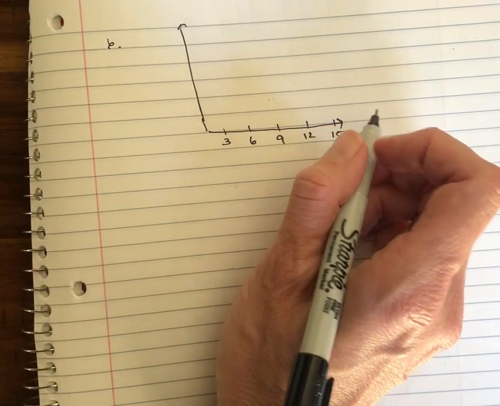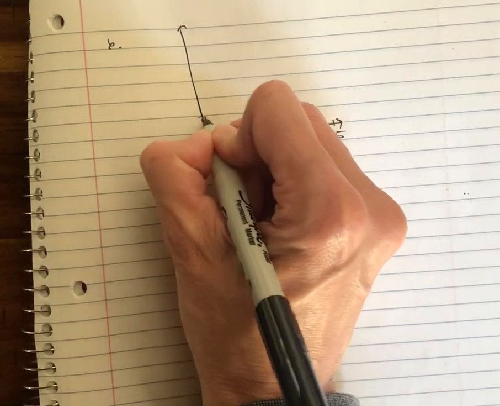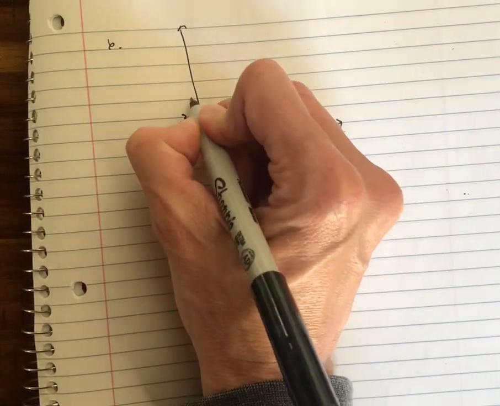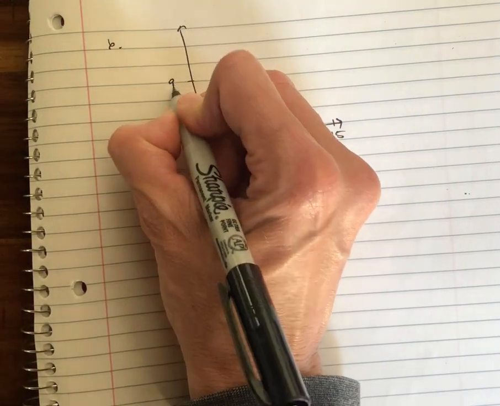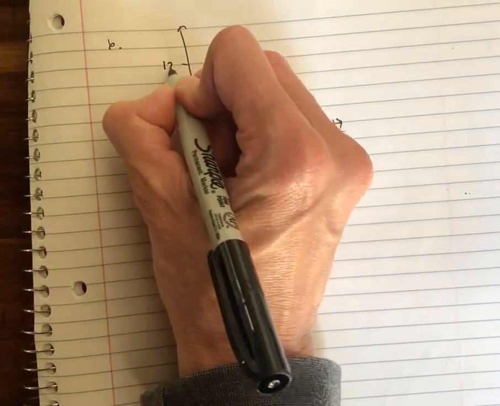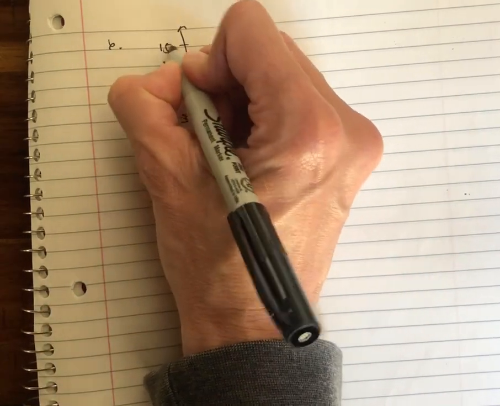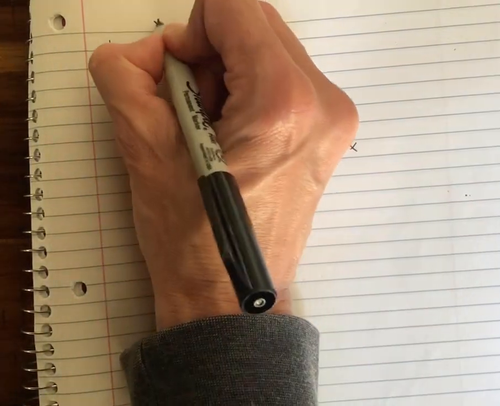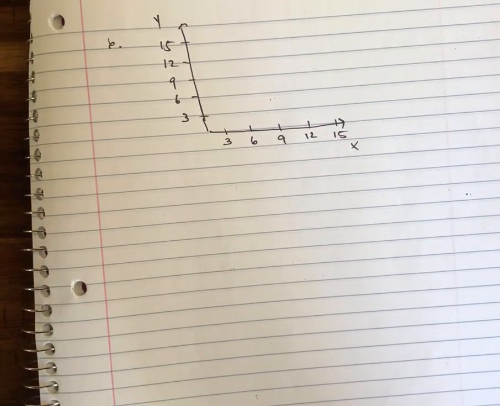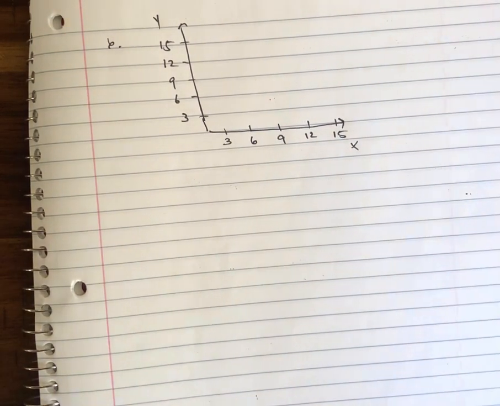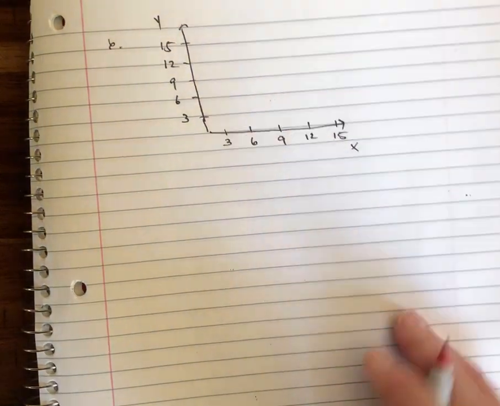Oh, those were my Y coordinates. Let's try that again. Well, actually, let's just use it. 3, 6, 9, 12, 15. This is X, this is Y. I probably wouldn't have counted by 3s on X. I probably would have counted by 1s or 2s, but it's already on there, so guess what? Miss Mary's just going to leave it, okay?